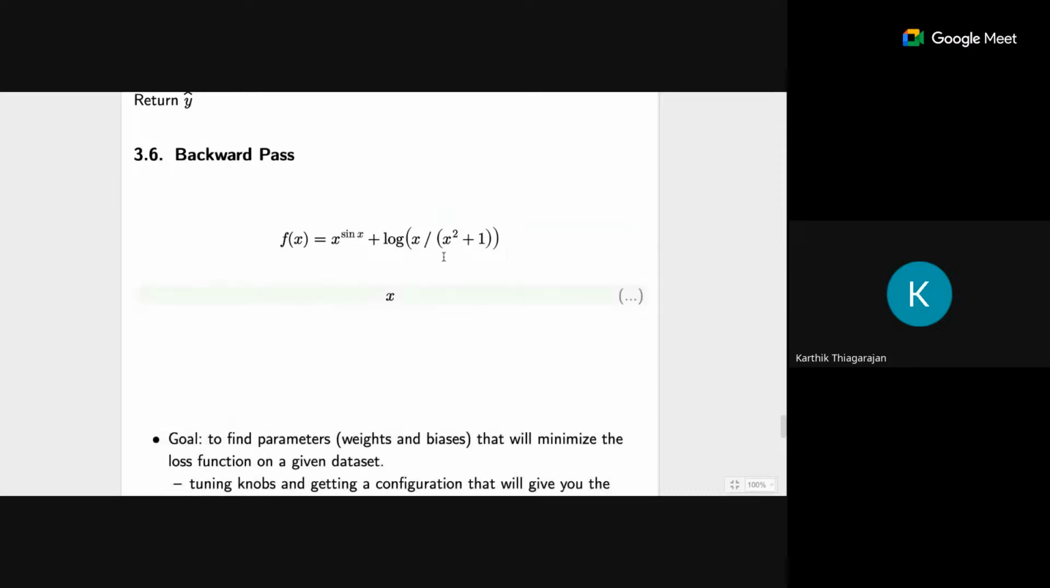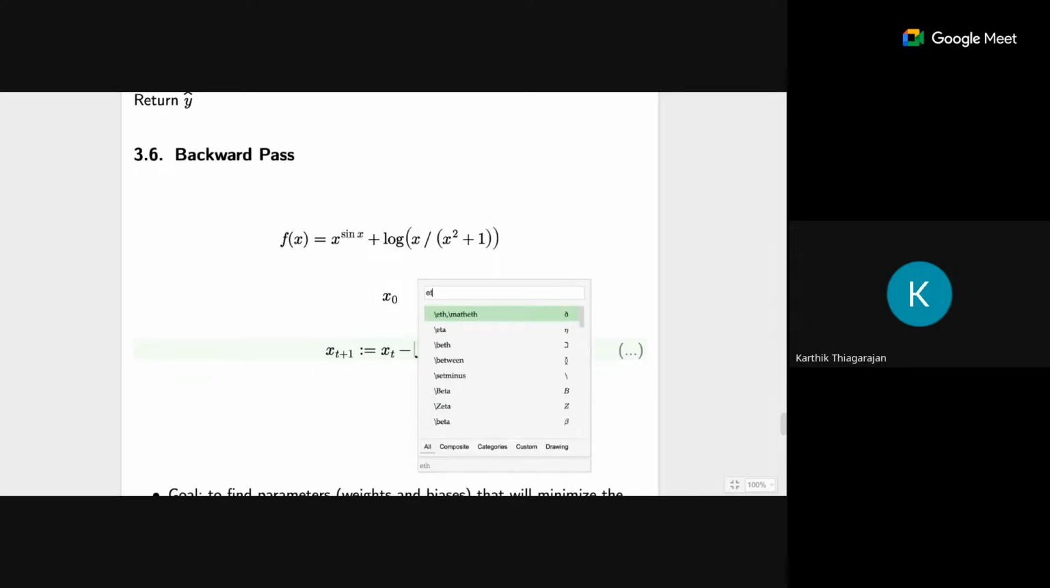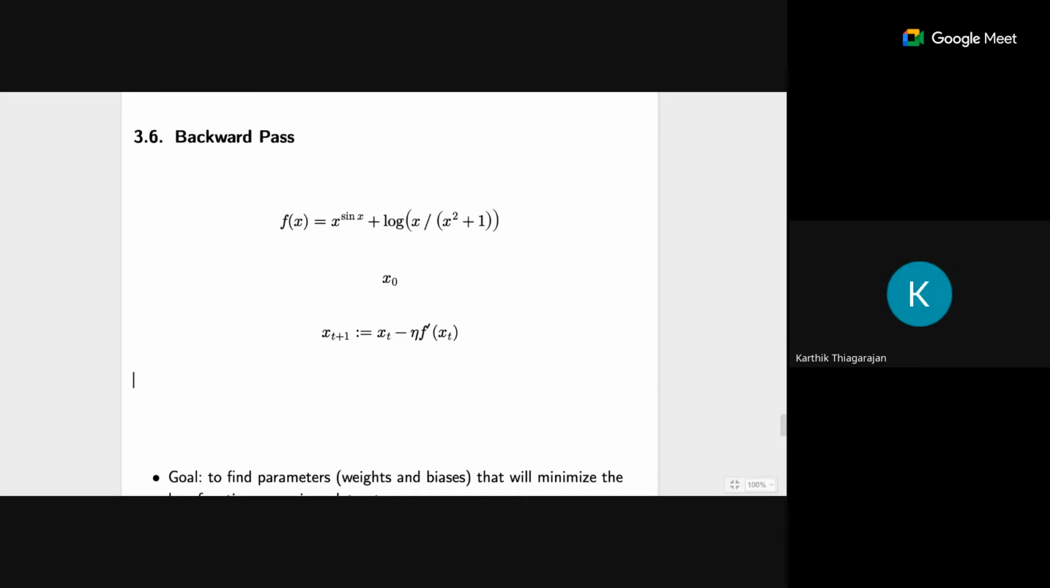So what do you typically do? You start with x naught, and then you say, okay, how do I find xt plus 1? So I start with xt, and then I find the derivative of f with respect to x, f prime of xt. I move in the opposite direction of this derivative. I don't move a very large distance, but I move a fraction of the distance, because that's where this approximation holds. If I keep doing this, then eventually I will converge to some local minimum. That's the idea, right? This is gradient descent.